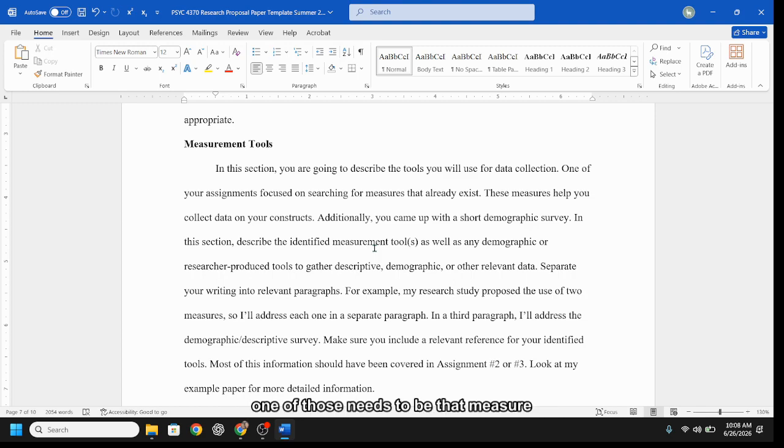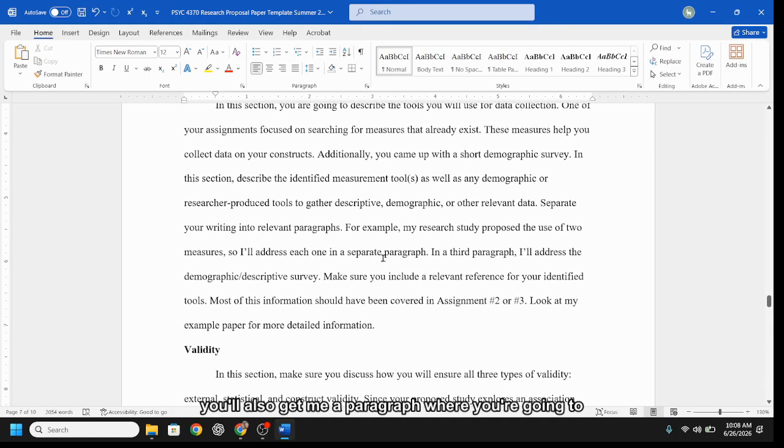One of those needs to be that measure that we identified in the measures assignment. And some of you identified 2 measures, and that's okay. If you look at my example paper, I'm looking at sleep chronotype and attitudes toward infidelity. So I needed a measurement for both of those.